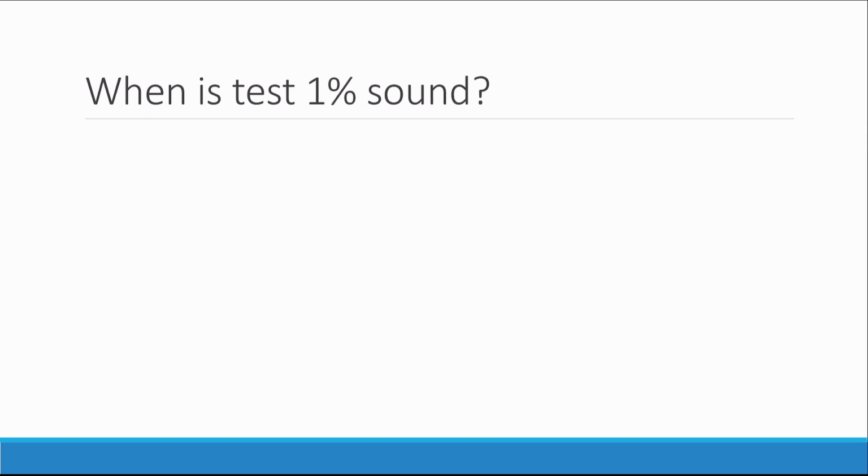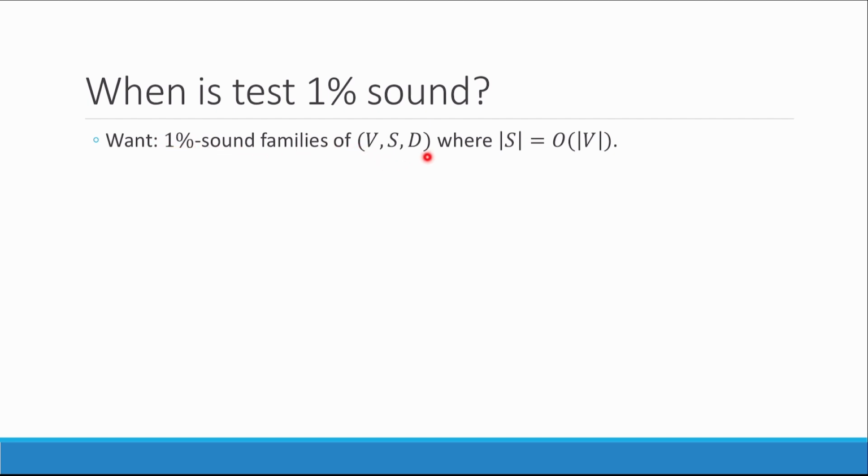However, in our work, we try to ask a more abstract question and characterize when a 1% agreement test is actually sound. The word characterization may not be especially mathematically rigorous, so I should say what our goal was. The goal is to construct 1% sound families of V's, S's, and D's, where the number of sets S is linearly proportionate to the number of vertices. This is sometimes called the sparse or the randomized agreement test regime.